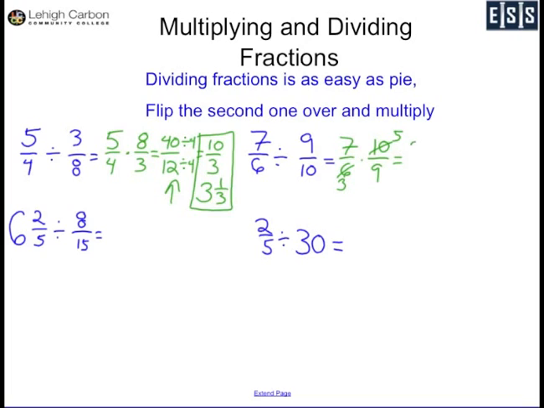7 times 5 is 35. 3 times 9 is 27. 27 goes into 35 once, subtract 27, and I get 8. So this is the same as 1 8/27.